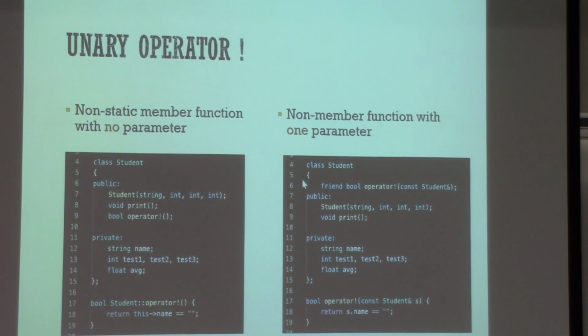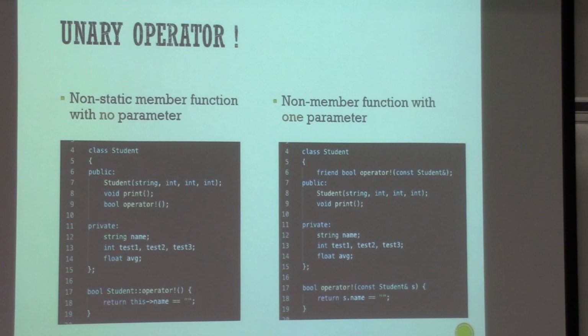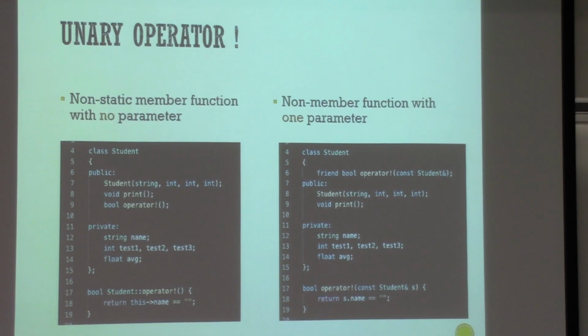Finally, we talked about the unary operator. For a unary operator, you always have two choices. You can either do the one on the left, where it's a member function of the student class, or you could do the one on the right, where your function is just a regular function which does not belong to any class. But for that, to be able to access anything in the private section, you do need to friend them, right? Same as the binary operator when both the left-hand side and right-hand side are objects of the class.